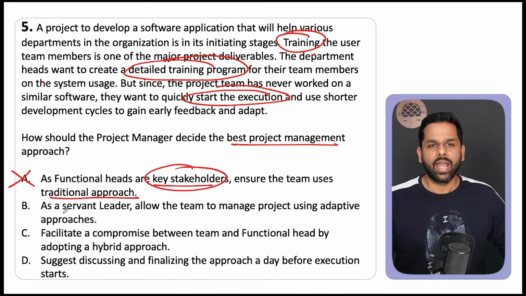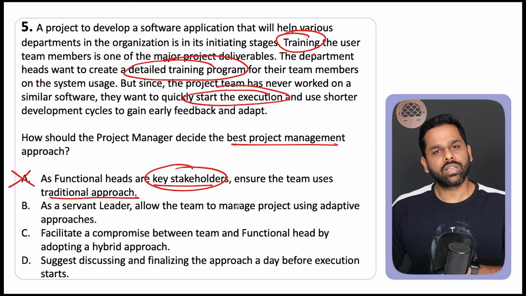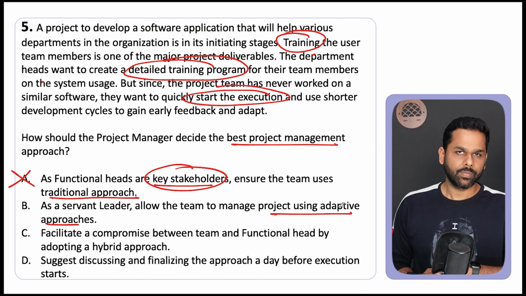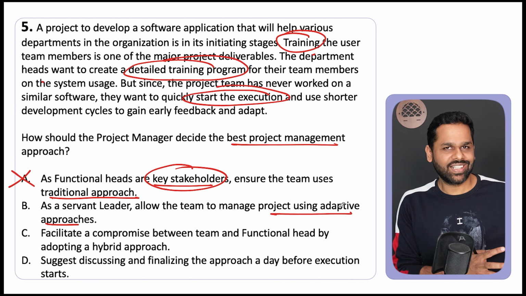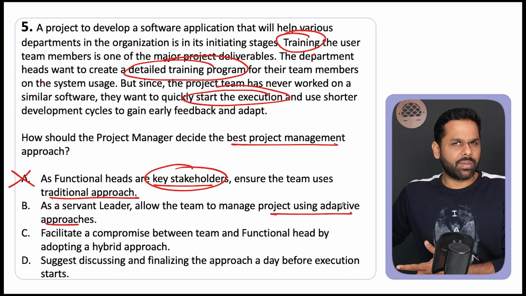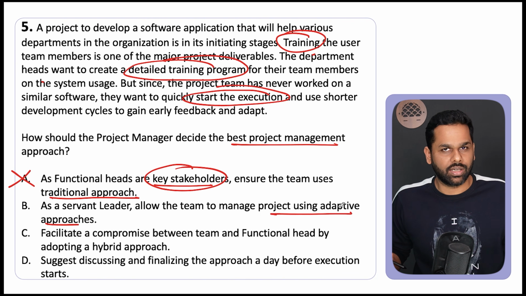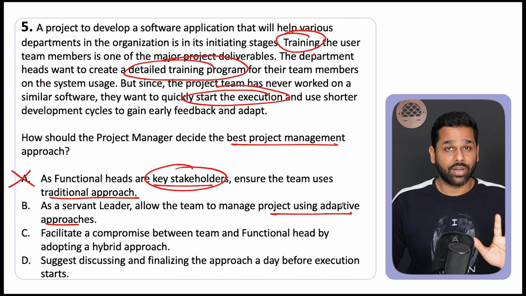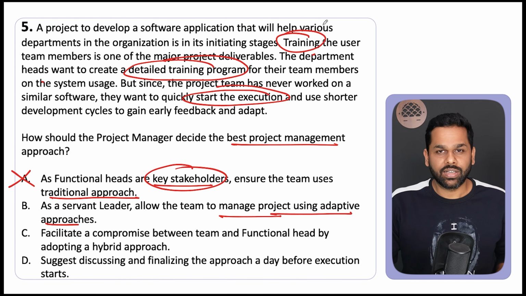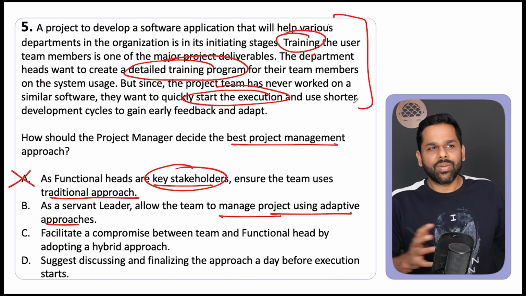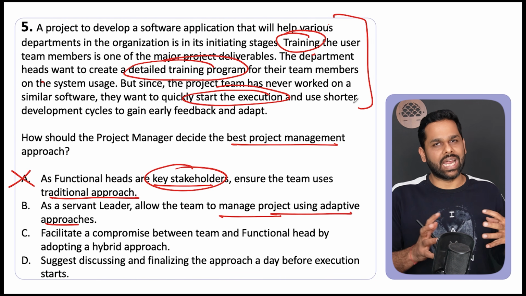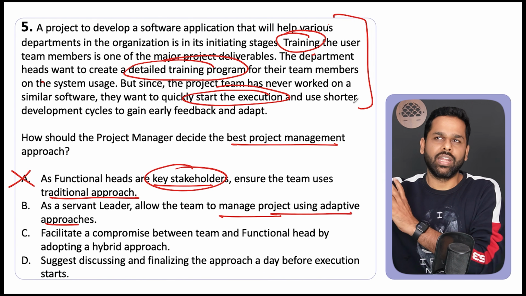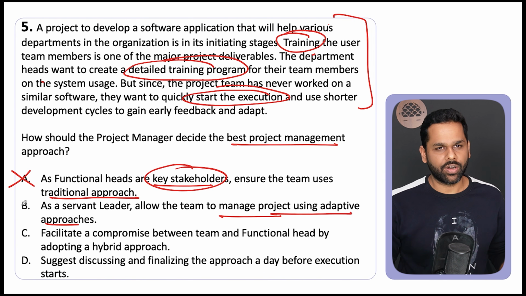Then we go to B. As a servant leader, allow the team members to manage the project using adaptive approaches. Since we did not go with key stakeholders, we should also not go with the team members. Why would I select any one party over the other? Just because I'm a servant leader, I should always put my team first? No. That's the mindset, but we are doing the wrong thing here. If there's a conflict, the servant leader would bring both the conflicting parties and then decide. They will not say, okay, I'm a servant leader, I should always keep my team first, so here you go, team, whatever you want to do. Right? Not a good choice.